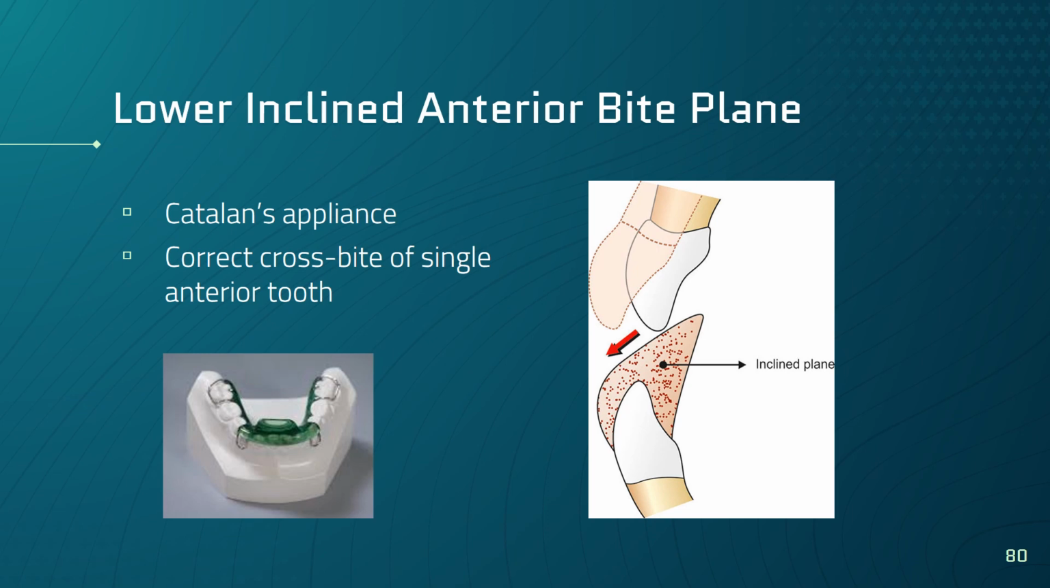Now, the lower inclined anterior bite plane. Now, this is commonly known as the Catlan's appliance. Catlan's appliance is used to correct the cross bite of a single anterior tooth.